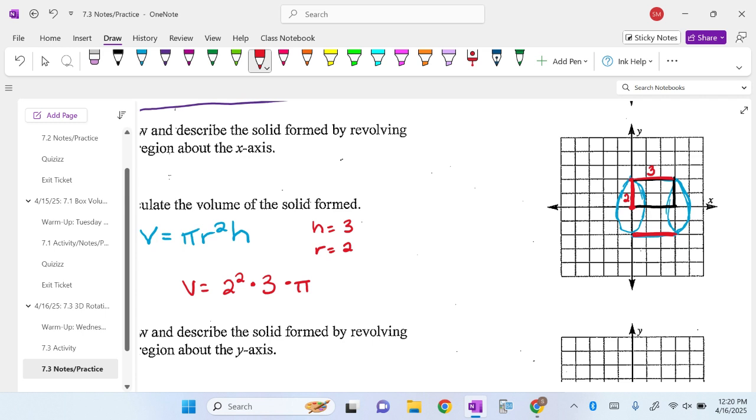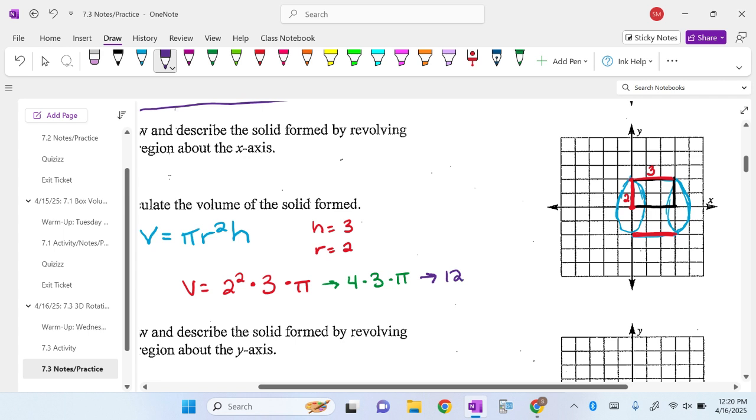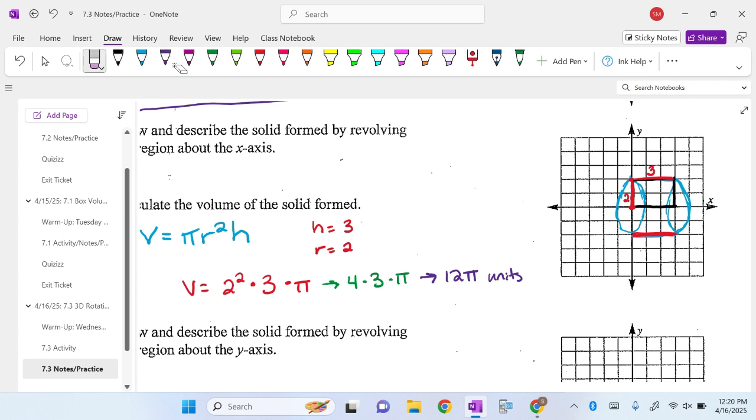Because essentially, we can simplify the numbers and then slap a pi on at the end to get our most accurate answer. But then we can also put it in our calculator to get a rounded answer. So what's 2 squared? 4. So this would be 4 times 3 times pi, which, what's 4 times 3? 12. So this would be 12 pi units cubed. This is our exact answer.